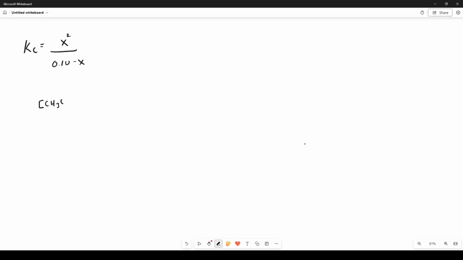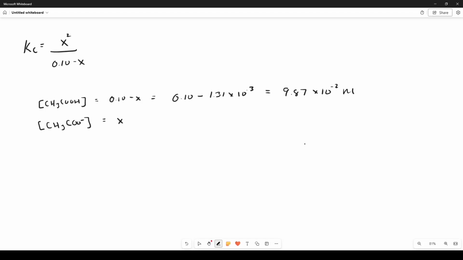So the concentration of acetic acid is 0.10 minus x, and is now 0.10 minus 1.31 times 10 to the minus 3, which gives 9.87 times 10 to the minus 2 molar. For the concentration of the acetate anion, it was simply equal to X, which is equal to 1.31 times 10 to the minus 3 molar, as well as our proton concentration equal to X, so 1.31 times 10 to the minus 3 molar.